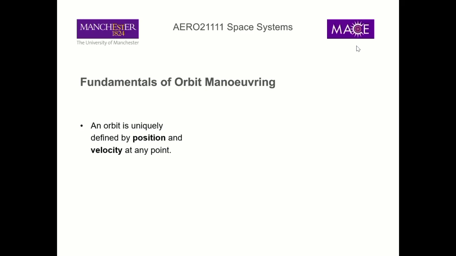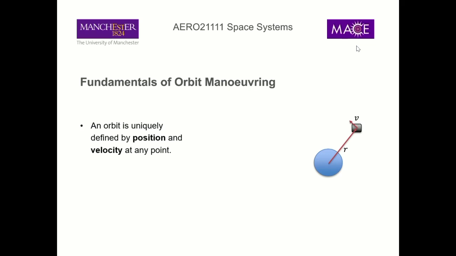So the fundamental principle that all orbit maneuvers are built on is the idea that any orbit is uniquely defined by the position and velocity of the orbiting body at a given point. What do I mean by that? Let's say we have the Earth and we have a satellite in orbit around the Earth. At any moment in time, we can calculate where that satellite is and what its velocity is, so the magnitude of that velocity, but also the direction. If we know that, we can then work out what that satellite orbit is.